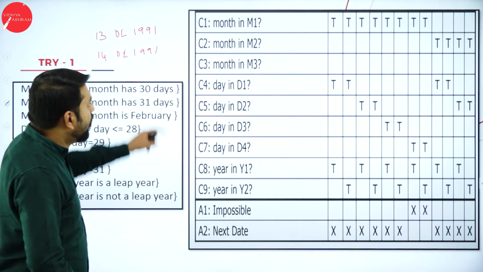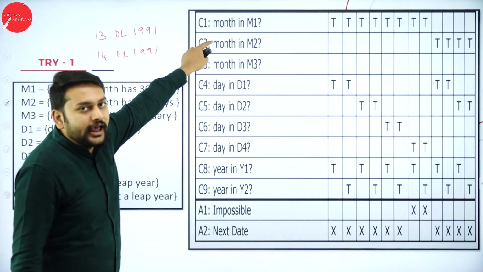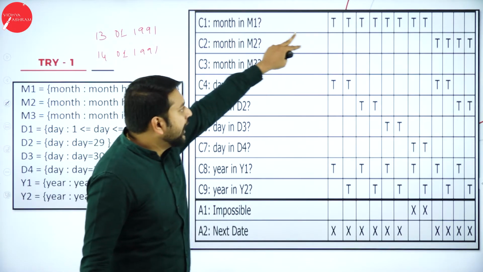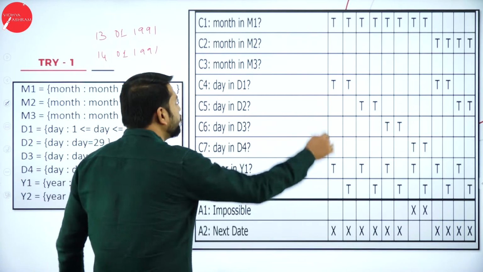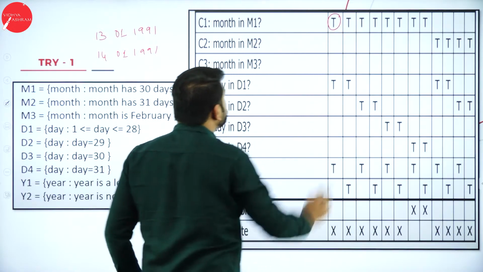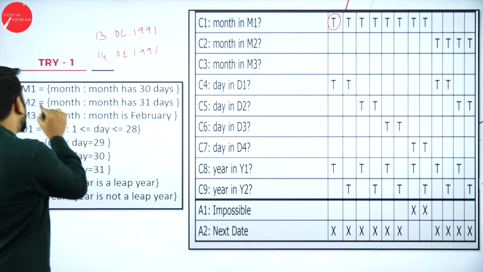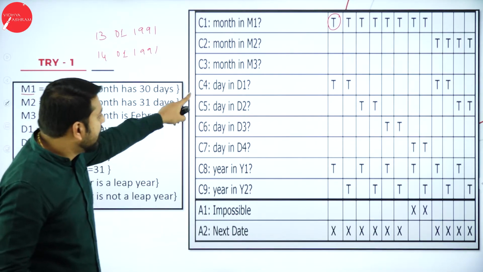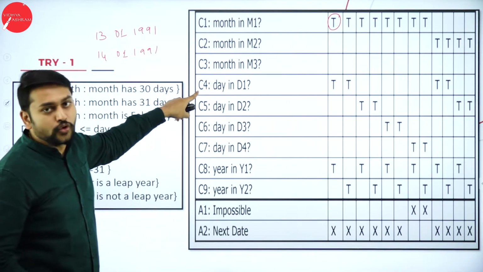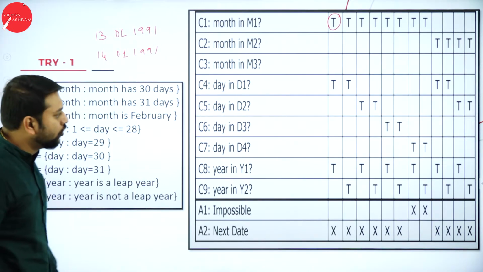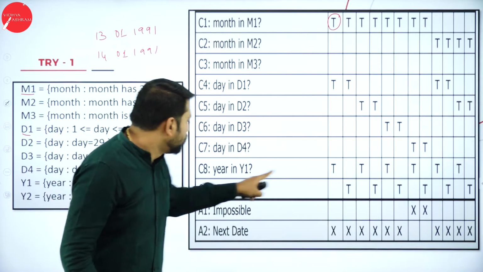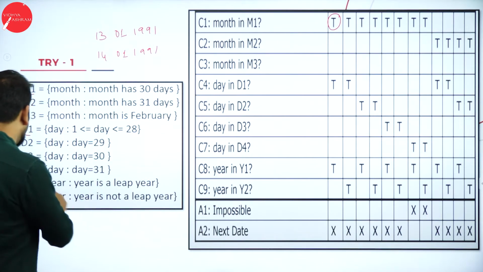So guys, what exactly do I have here? I have true for C1. So C1, it is true. C1 in the sense it is M1. So fine. And then again for C4, it is true. What is C4? D1. All right. So fine. D1 is true. And then after that I have year 1, it is true.